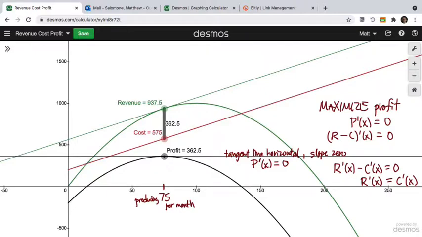So that's why this gets to be the maximum. It doesn't make sense for us to either increase or decrease production from a profit perspective, because infinitesimally, if we zoom in on that point, the profit is not actually going to change up or down if we increase or decrease our production.